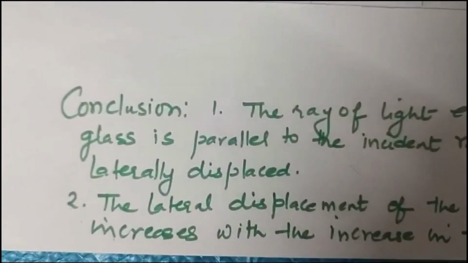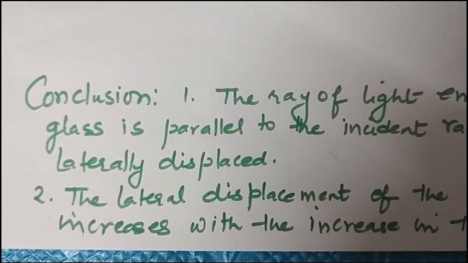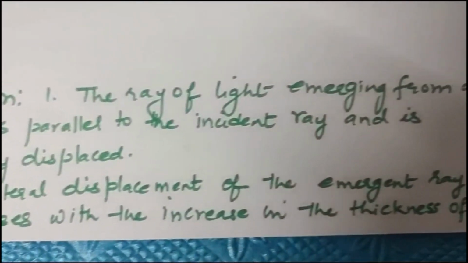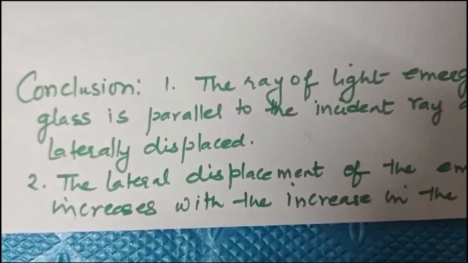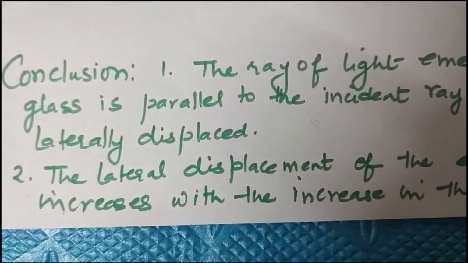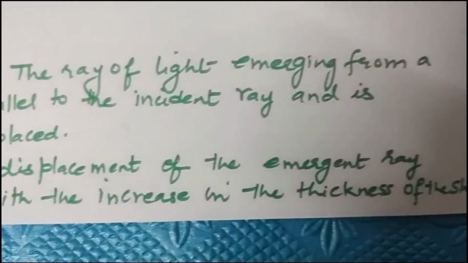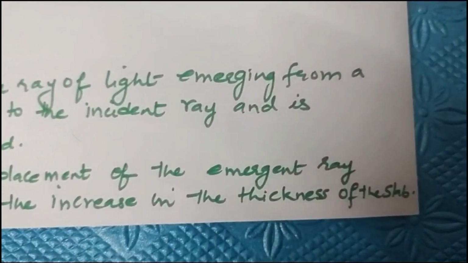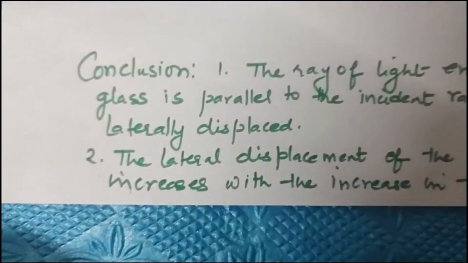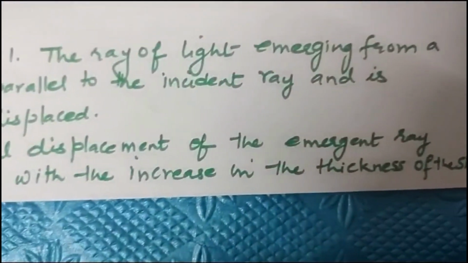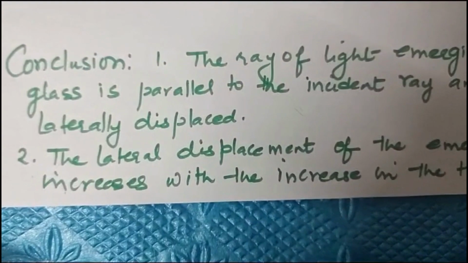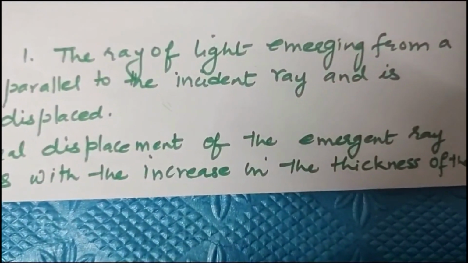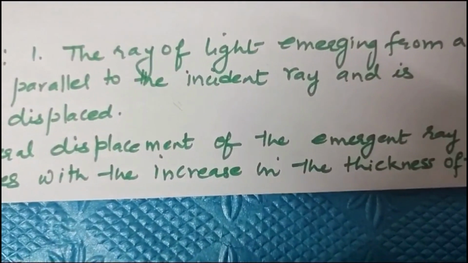So very easily we can conclude our result. The ray of light emerging from the glass is parallel to the incident ray and is laterally displaced. The second conclusion is that the lateral displacement of the emergent ray increases with the increase in thickness of the slab. Also, we can say that the lateral displacement of the emergent ray is bound to increase with the increase in the angle of incidence, keeping other factors the same.